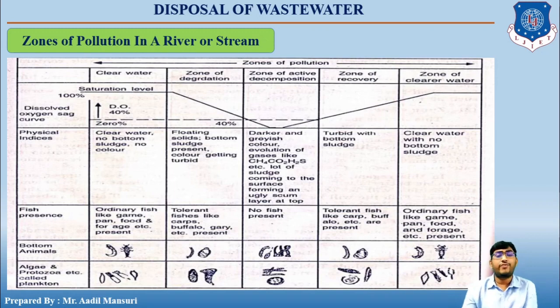This zone is found for certain length, just ahead of the point where sewage is discharged into the river. This zone is characterized by water becoming dark and turbid with the formation of sludge deposits at the bottom. Because of this, bacteria will start oxidation of the organic matter and the dissolved oxygen is reduced to about 40% of the saturation value at 30 degrees centigrade.